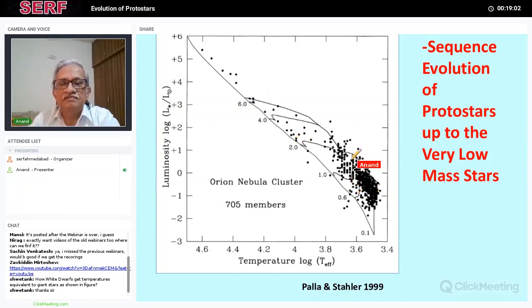You can see a large number of low mass stars are here, and as you go towards higher masses, the number is decreasing. So that's how the mass function also tells you that. This is how one can understand which stars are in the pre-main sequence stage, and which stars are in the main sequence stage when you make an observation on the sky.